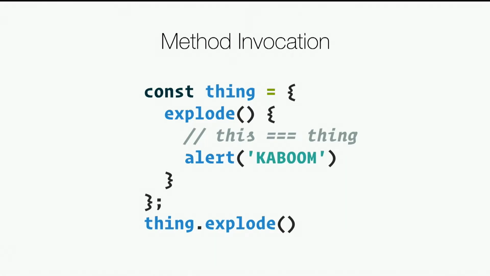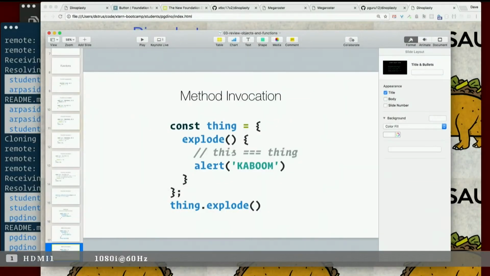Why? Not necessarily because explode was defined inside thing, but because of the way we called it. Because we called it as a method using the dot syntax. That makes a difference. So let's look at a couple of other examples.